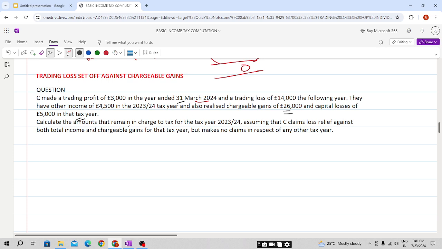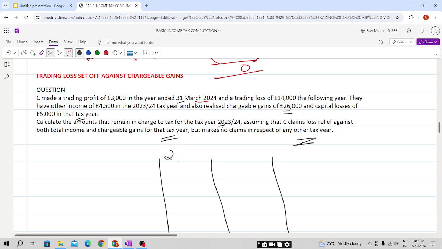Calculate the amount that remains in charge to tax for the tax year 23-24, assuming that C claims loss relief against both total income and chargeable gains for that tax year, but no claims in respect of any other tax year. So here students, they have clearly mentioned that we are opting for the relief against total income then chargeable gain, but only to the tax year. We can't set off against the previous tax year. So students, we will prepare the column.